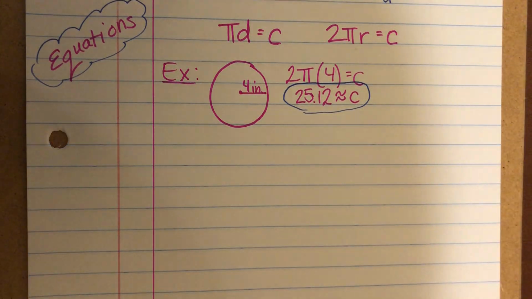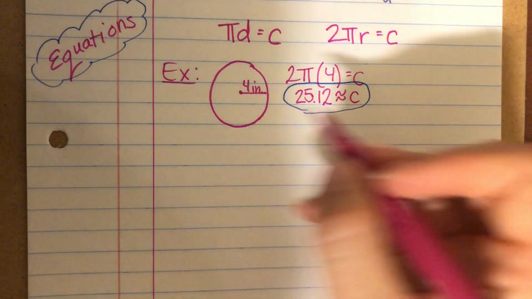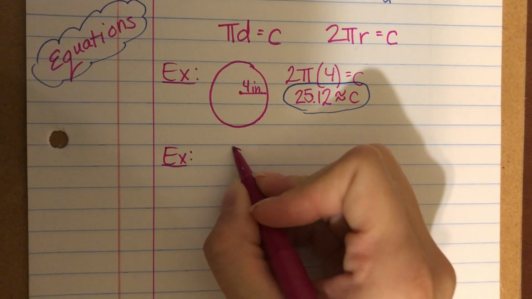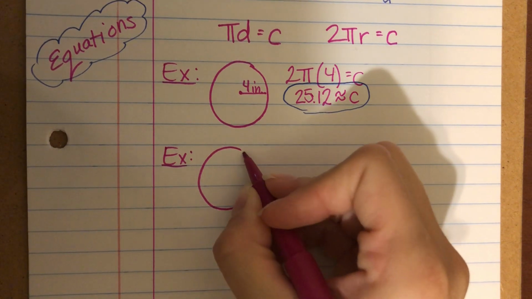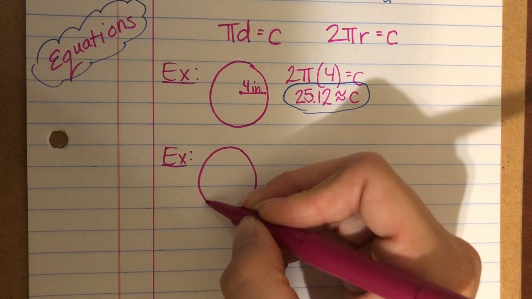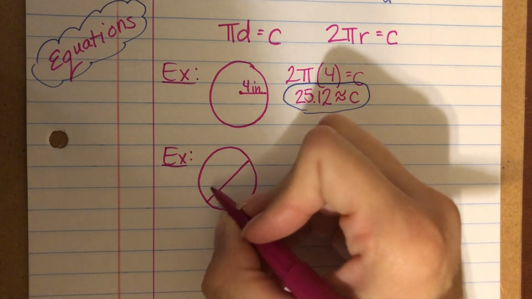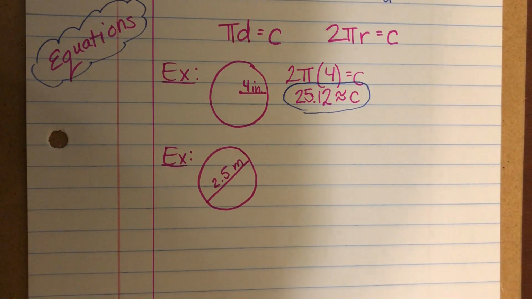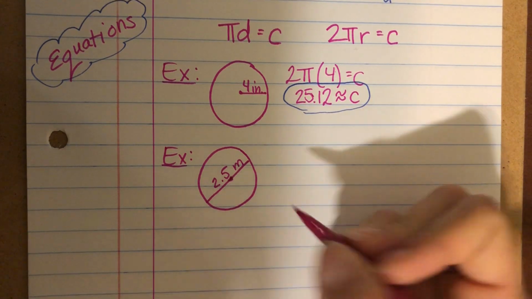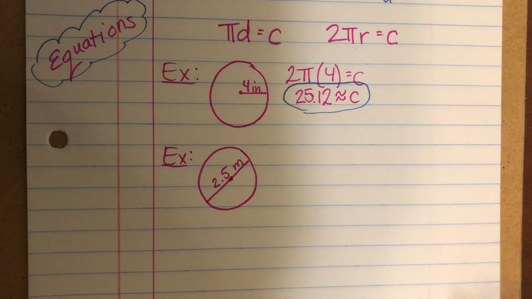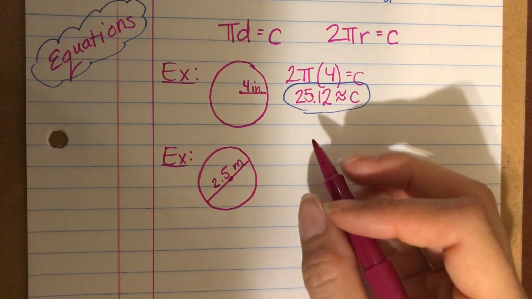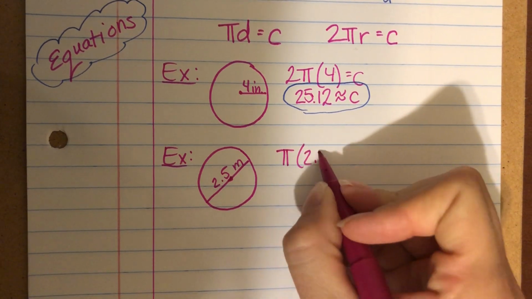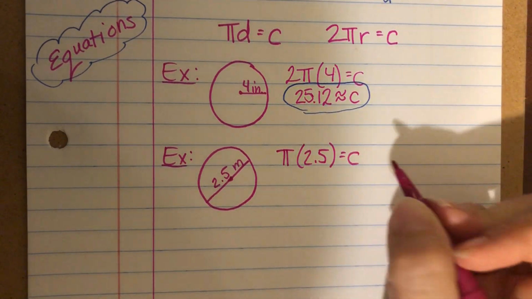All right, let me do one with diameter and then I'll have you guys practice it a little bit. I'm going to say that this is 2.5 meters. All right, this one is the diameter because it goes all the way across. So we're going to do like what we did for our Roman Colosseum yesterday. We're going to do pi times 2.5 is going to give us our circumference.